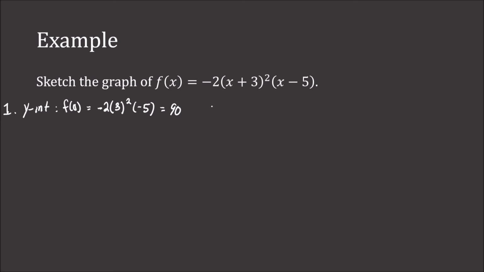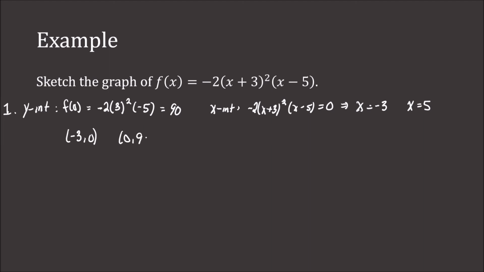The x-intercept, we're going to have -2 times (x plus 3) squared times (x minus 5) being 0. So this means that x is -3 or x is 5. And so our intercepts would be (-3, 0), (0, 90), and (5, 0).